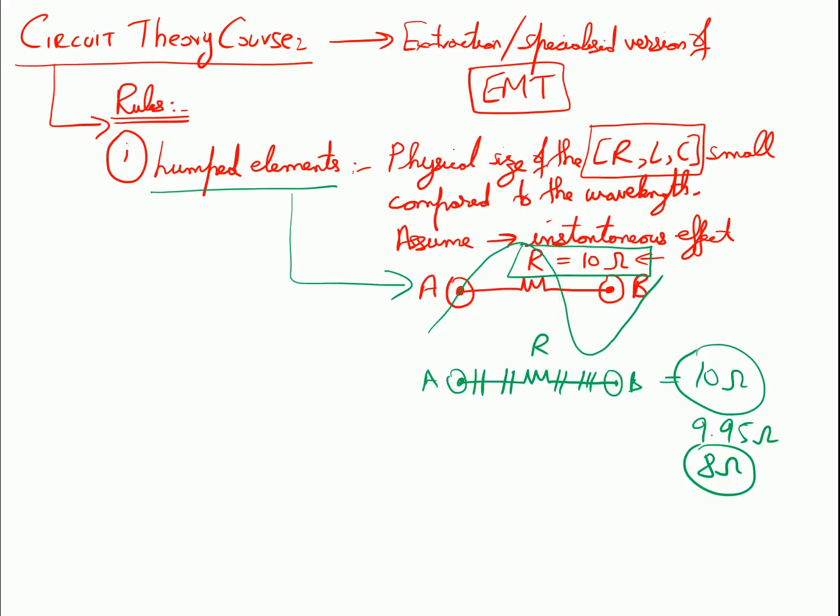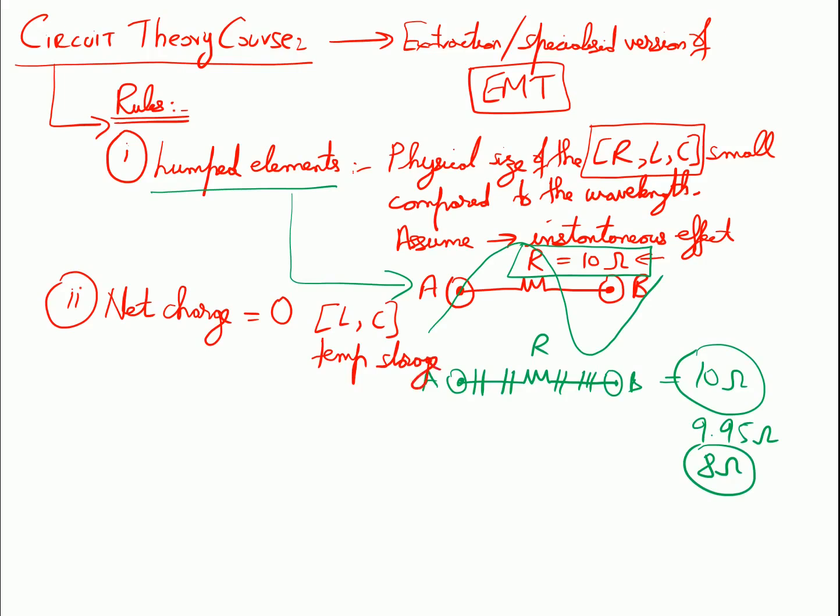The second assumption we took was that the net charge on every element would be 0. So whatever amount of energy enters, the same amount of energy should be leaving the component. We had a few exceptions in the case of inductors and capacitors, that they were temporary storing devices, but again they would also release the energy which was stored. So the net charge or the net energy was 0 on every component.